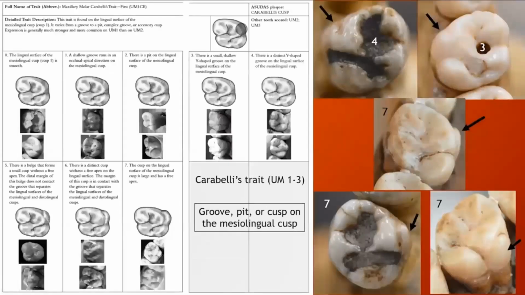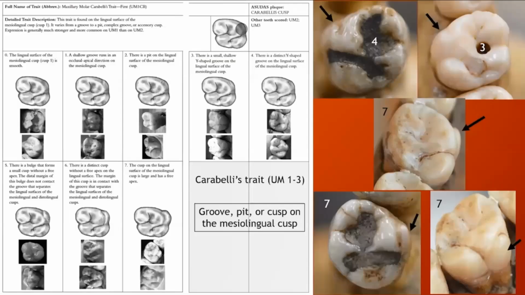Another common trait that comes up is Carabelli's trait or Carabelli's cusp, as you may have heard it called. So we are calling it Carabelli's trait because it encompasses more than just that cusp. There's quite a few variations with this. So Carabelli's trait is a molar trait. It's actually scored in all 3 of the maxillary molars, with the most pronounced expressions usually being on the first molar.